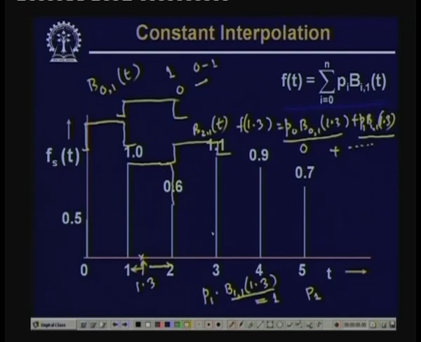Following similar argument, you find that between 2 and 3, the function value will be equal to f 2. Between 3 and 4, the function value will be equal to f 3. Between 4 and 5, the function value will be equal to f 4, and it will continue like this. So, this is what I get if I use this simple interpolation formula, that is f t equal to sum of p i b i 1 t. Similar is also the situation if I go for linear interpolation.